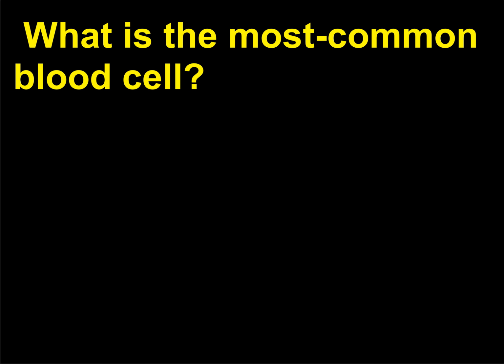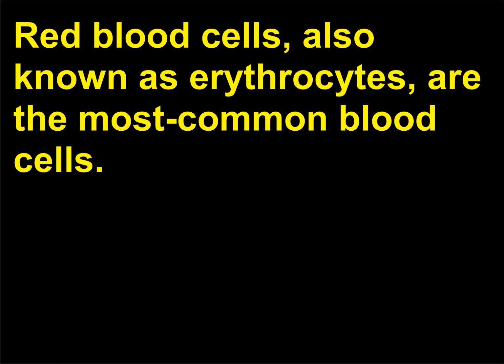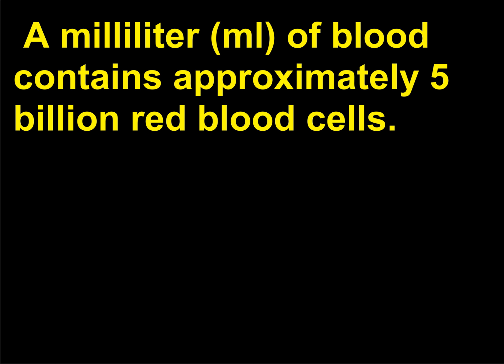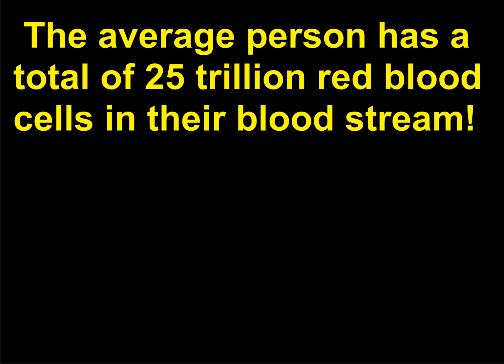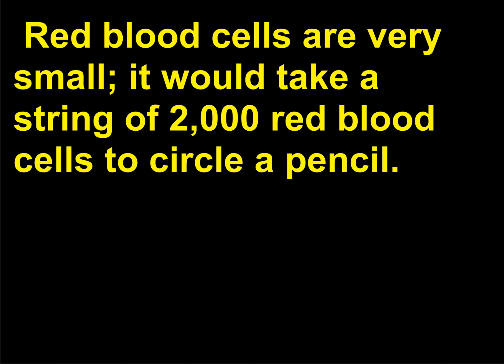What is the most common blood cell? Red blood cells, also known as erythrocytes, are the most common blood cells. A milliliter, ml, of blood contains approximately 5 billion red blood cells. The average person has a total of 25 trillion red blood cells in their bloodstream. Red blood cells are very small, it would take a string of 2,000 red blood cells to circle a pencil.